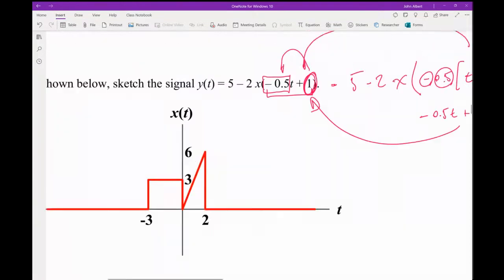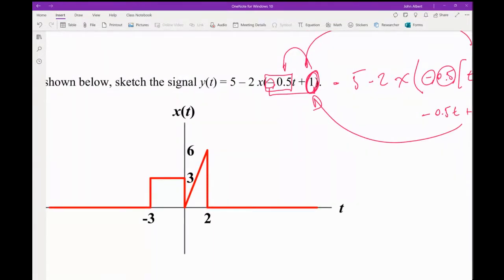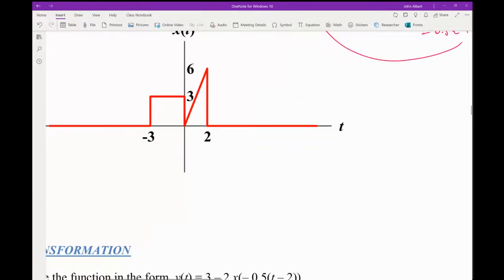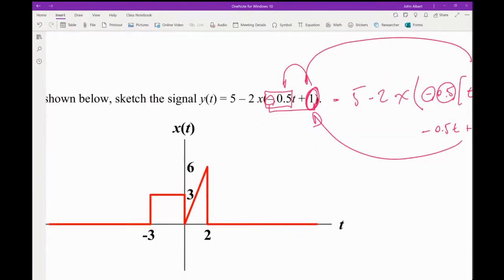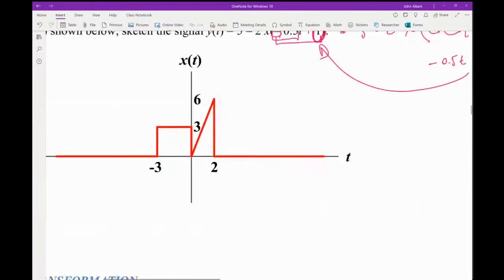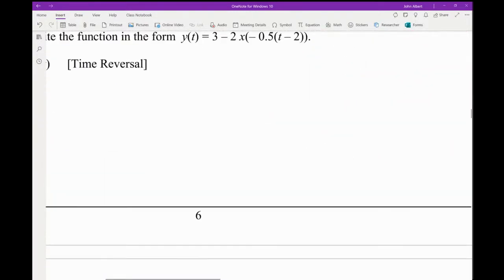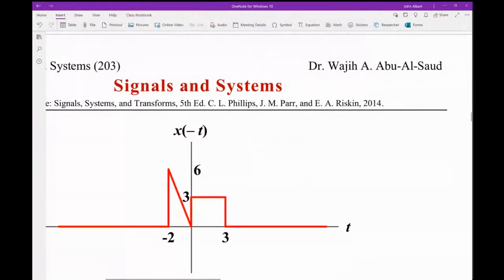So I'm starting with x of t. I'm doing the time reversal first, which means I have to flip it around the y-axis as it is. I didn't shift it, I didn't do anything to it. So I just flipped it around the y-axis. So this is basically what I'm going to get. Now I need to add 0.5 in there. And you said that adding 0.5 there means an expansion by a factor of 2. So I'll get exactly the same function, but it will look like this.